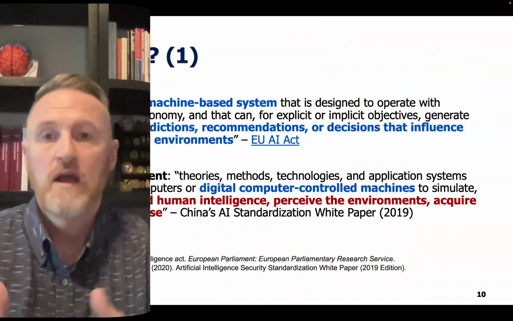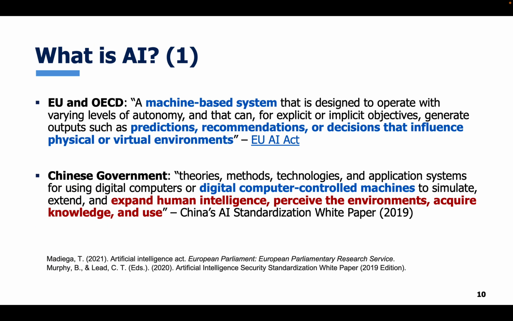So as we've been talking about AI, what is artificial intelligence? So I've given a couple different definitions that I think are interesting. So the European Union basically defines it as a machine-based system, and it's going to operate with varying levels of autonomy, that's going to do tasks such as predictions, recommendations, or decisions that influence physical or virtual environments. And in your reading, you can look at the EU AI Act to get more information on that if you're interested. I contrast that to the Chinese government's definition of artificial intelligence.